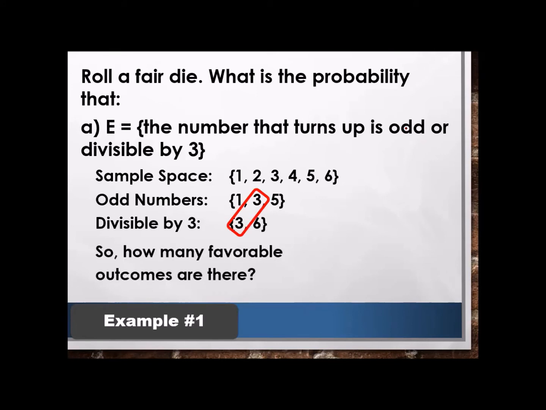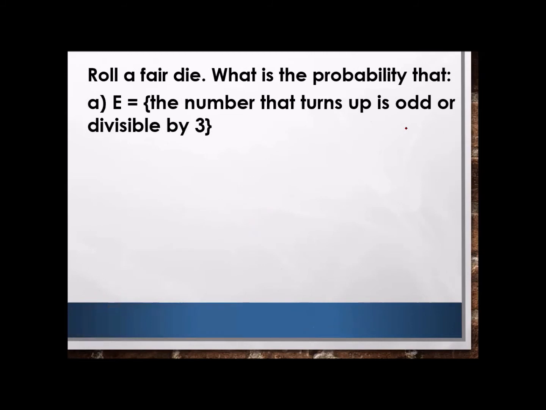At yung 3 na yan, it should be counted as 1. So kung counted siya as 1, how many favorable outcomes are there? There are 4. Okay? Here are the 1, 3, 5, and 6. So ibig sabihin, merong 4 out of 6. So that is our probability.